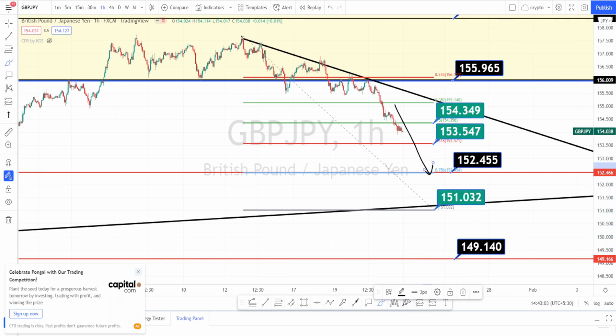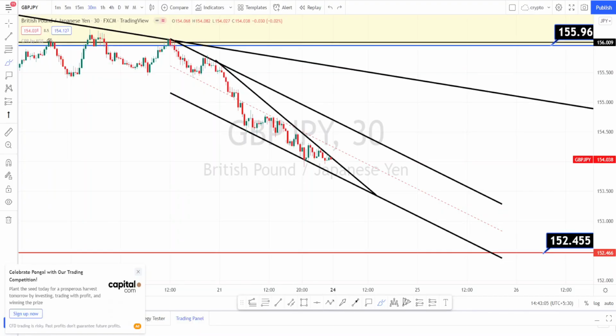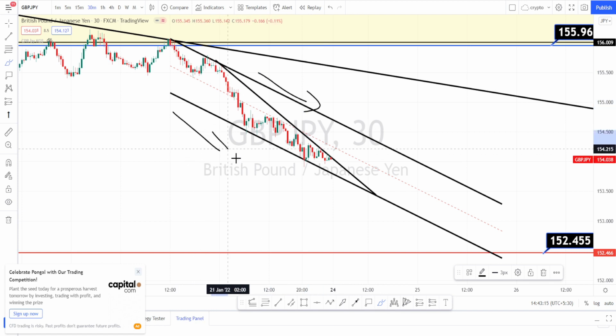Let us do the analysis in the 30 minutes time frame. I am in the 30 minutes time frame now. When we analyze the price action in the 30 minutes time frame, the price action is trading within a bearish channel pattern, and I have drawn the trend line, or the resistance line, over here. The price action has gone up, tested this resistance line, and again tested the support line of the bearish channel pattern. Again it is testing the resistance line of the trend line.